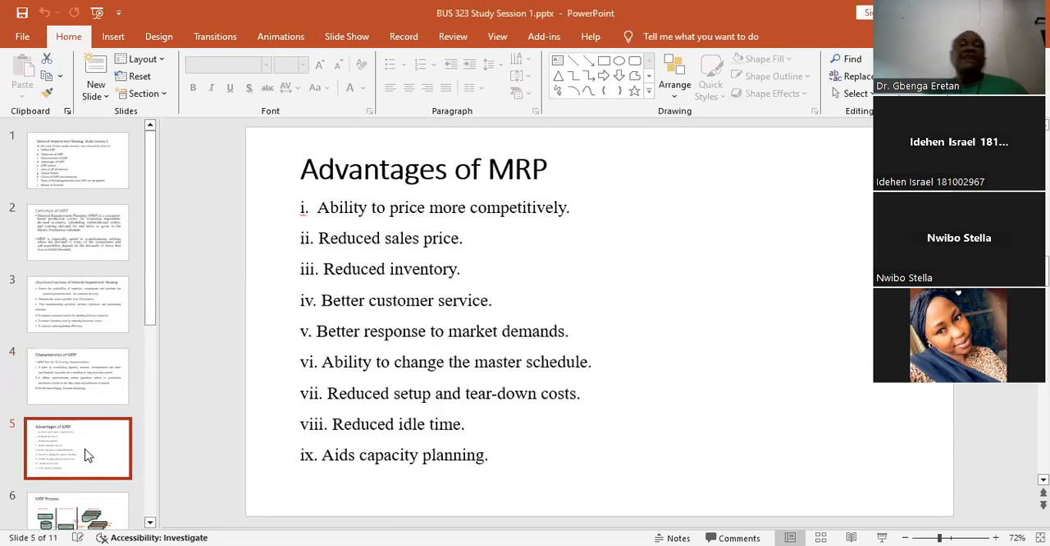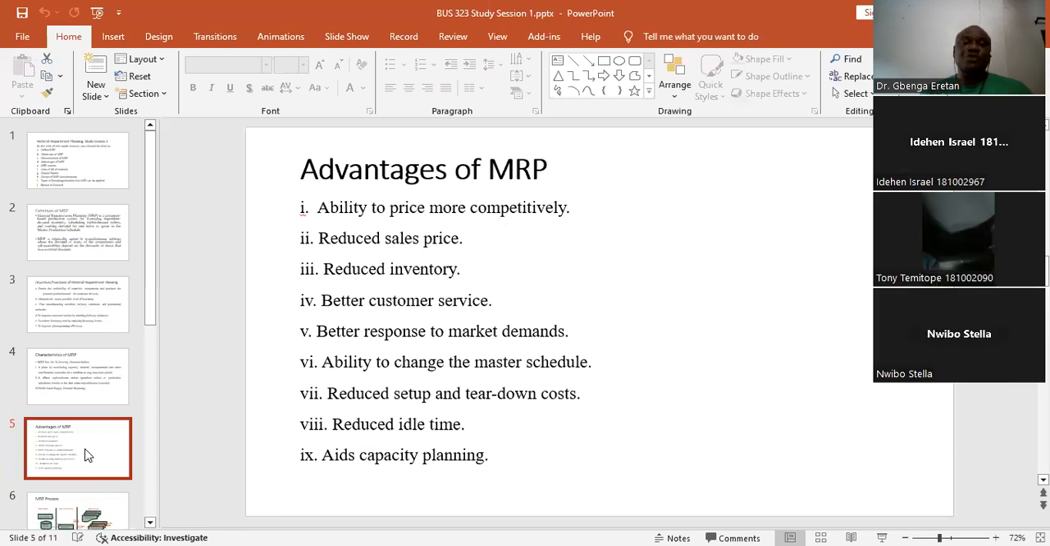We now look at the advantages of MRP. And we've told you that MRP is a system that is adopted to manage proper flow of goods in such a manner that you'll be able to maintain the minimum level of stock, taking into cognizance the dependent demand for the product. So what are the advantages that we can derive when we adopt the MRP process, the computerized process of managing stock in the organization?